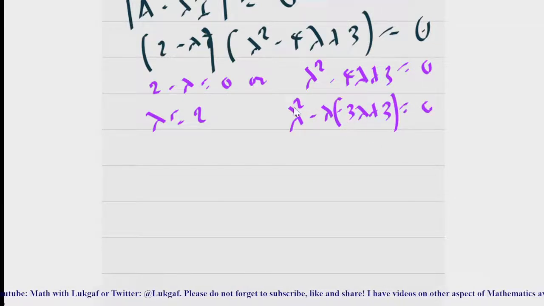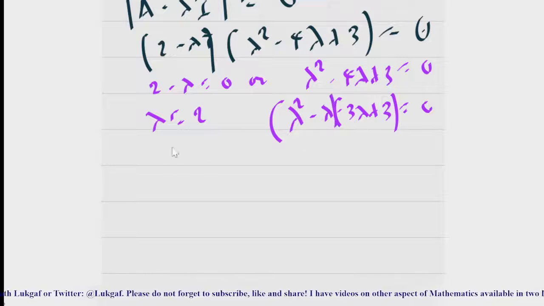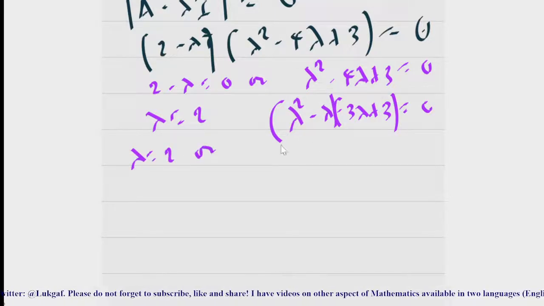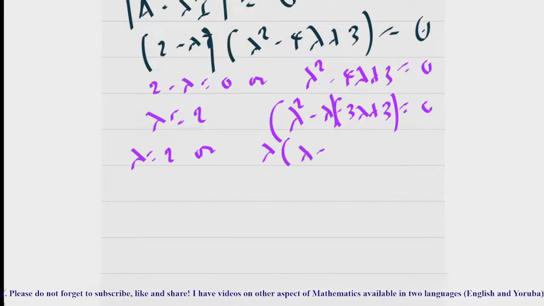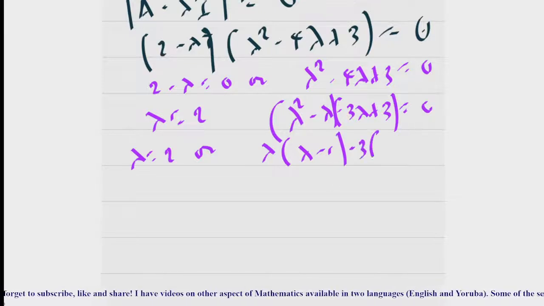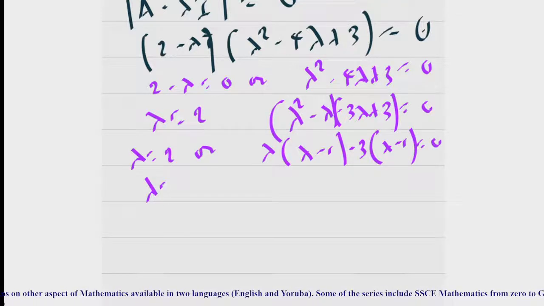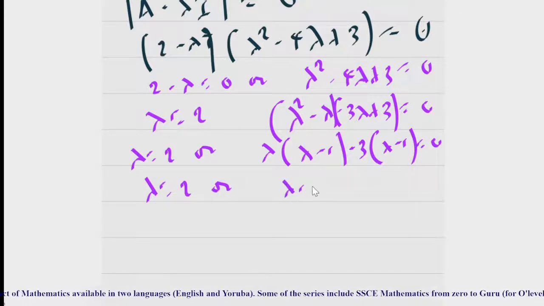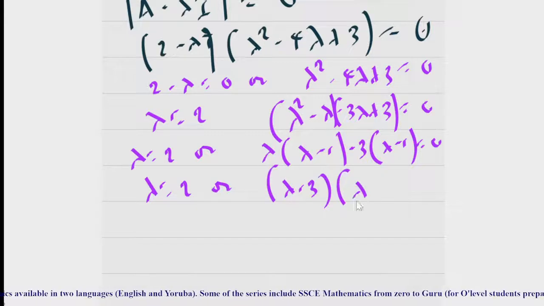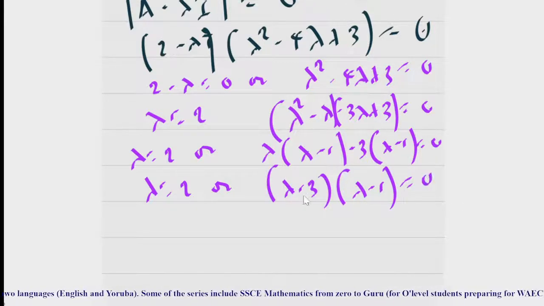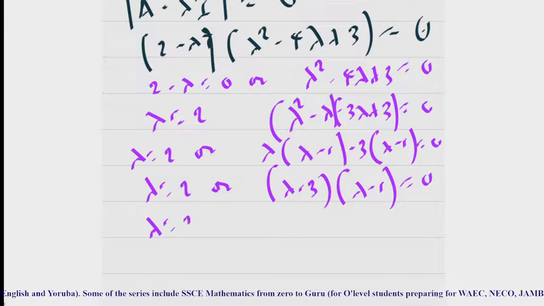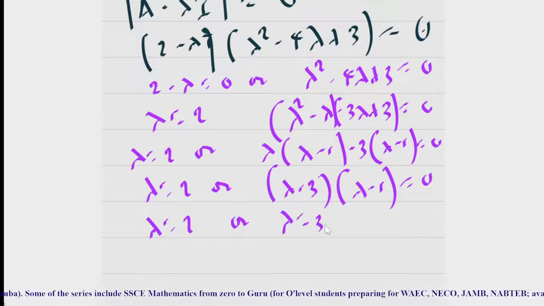Then you can regroup. Lambda is equal to 2, or lambda is common here, which gives me lambda minus 1. Minus 3 is also common here, so you are going to have lambda minus 1 is equal to 0. Then lambda is equal to 2, or lambda minus 3 is also common, lambda minus 1 is equal to 0. You understand now?